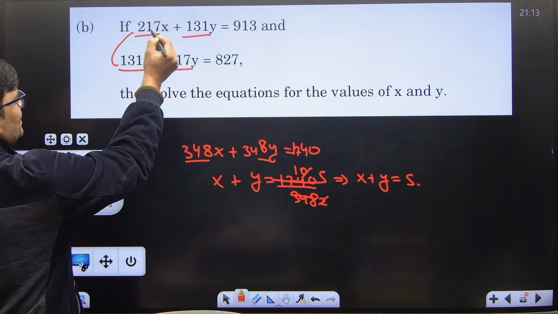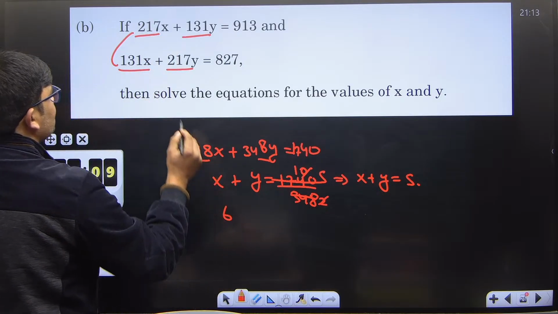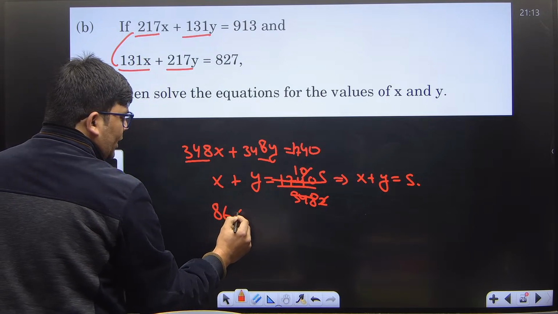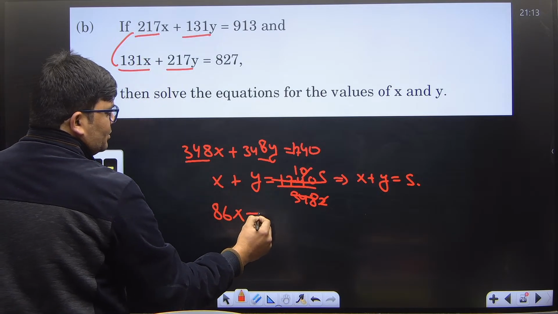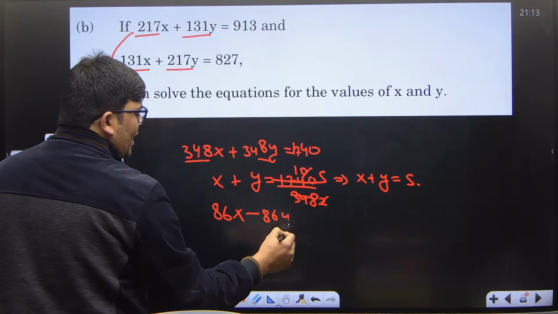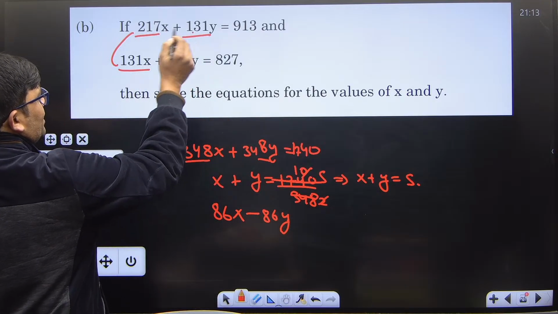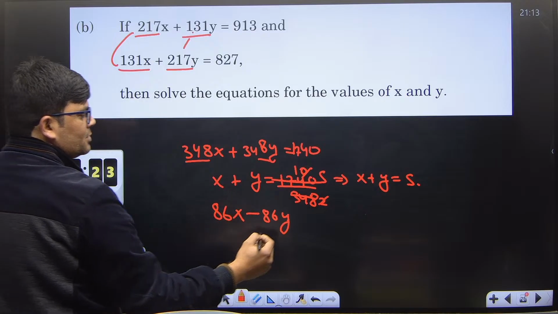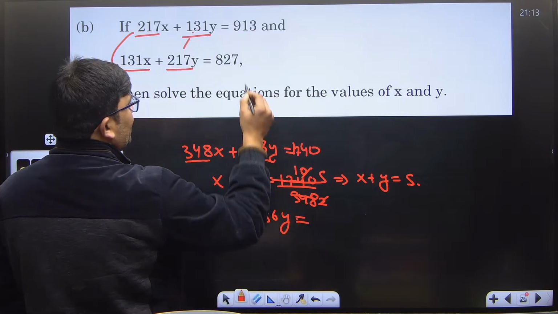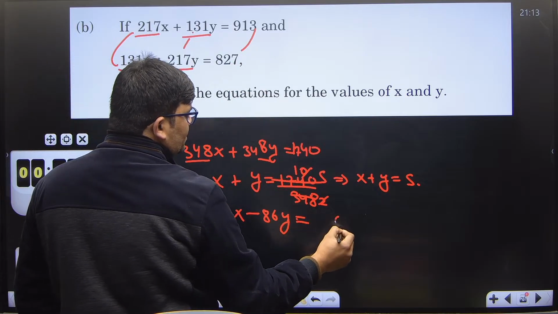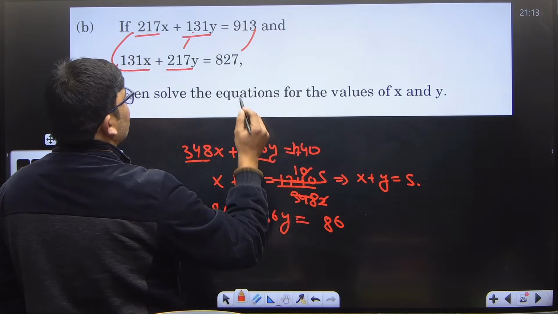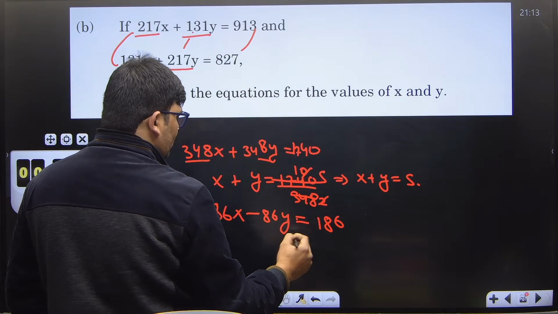So when you subtract, 7 minus 1 is going to be 6, 21 minus 13 is going to be 8. So 86x minus 86y. Why? Because you can see the coefficients are the same, so you will get the same number, but in that case you will get minus. So here you need to subtract. So 13 minus 7 is going to be 6. 10 minus 2 is going to be 8. Then 9 minus 8 is going to be 1.